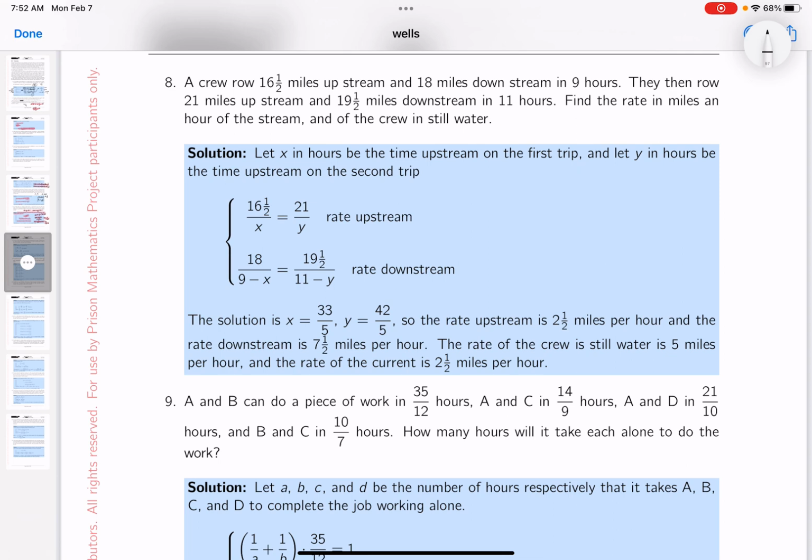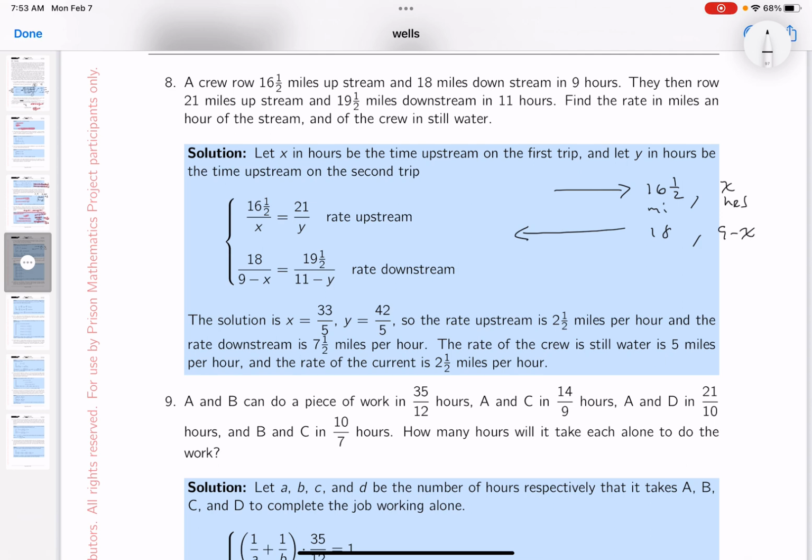It says the crew rows 16 and a half miles upstream. All right. And that's miles, by the way. Maybe I should put that down, miles. And then it goes back downstream, and downstream, it does 18 miles. And again, these are miles, all right? And it says it can do it in 9 hours, and that means up and down. So I'm going to say the upward journey was X hours, and the downward journey would be 9 minus X, all right?